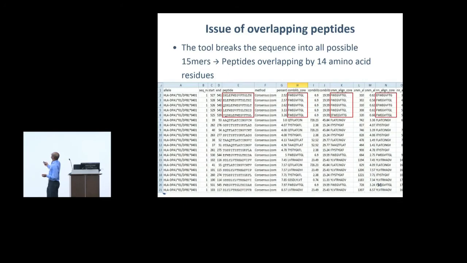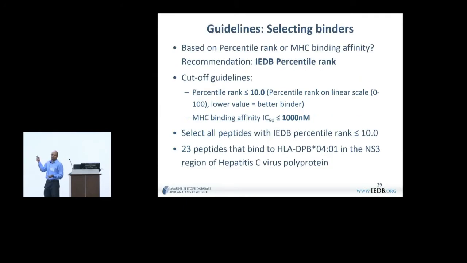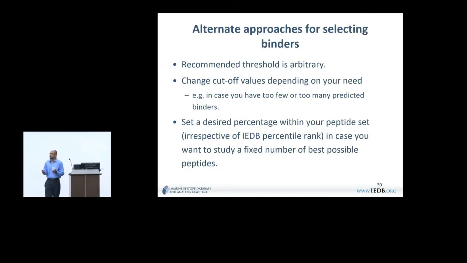Yeah, so we recommend a threshold of 10 here, but I want to expand on that because the recommended threshold is not a fixed value. For example, for one peptide you have a 9.99 percentile rank, and for another, 10.01, and you cannot say, oh, the one that got 9.99 is a strong binder, and 10.01 is not a binder. No, it's an arbitrary value.